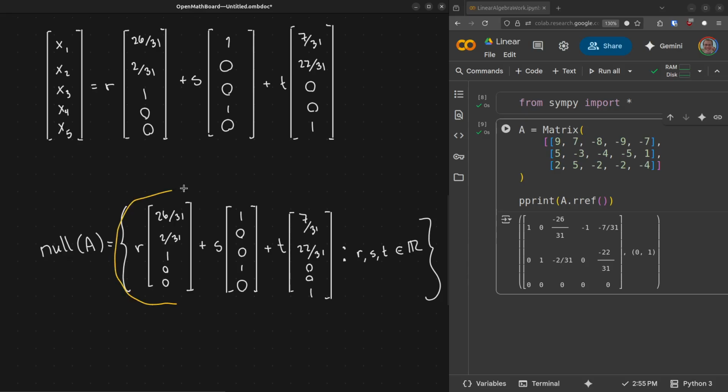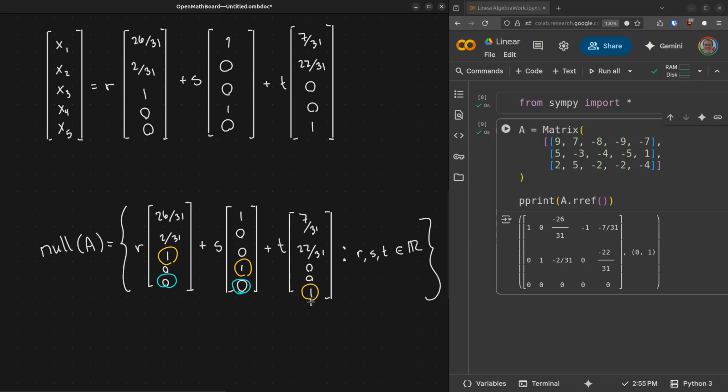Notice we've just said that every vector in the null space can be described as a linear combination of these three vectors. That's all this is, right? This is just a linear combination of these three vectors. And these three vectors are linearly independent. A dead giveaway is that they each have a non-zero value on a row that the other two vectors are 0 on.